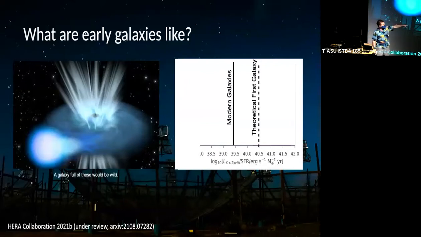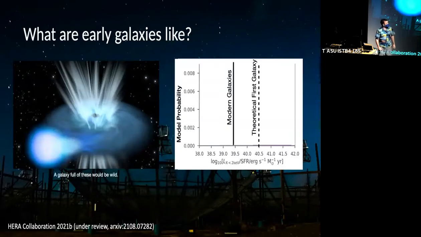So on this plot over here, I'm showing you the luminosity of X-rays. So just how many X-rays are there per time a star forms. So if every star is an X-ray star, you would get a bigger number on the right. Our galaxy, or like the local universe, is the black line. And then if you were to make a whole galaxy of these based on what we think, and this is a simulation, a theory, it might be the dashed line.